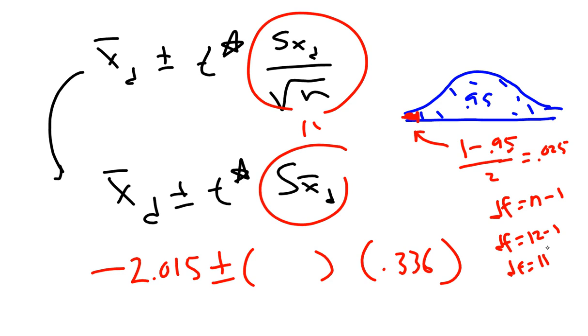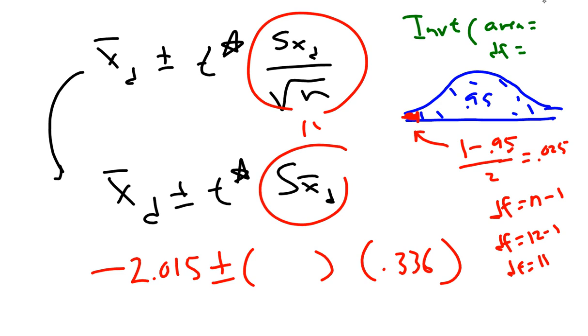So now what you could do is use a command in a TI-84 calculator called inverse T. And it always wants an area and it wants degrees of freedom. Those are the only two things it wants. And it'll give you back the T star you need.